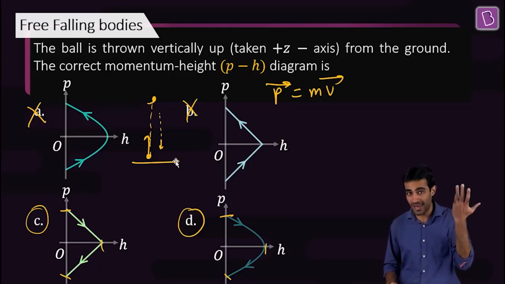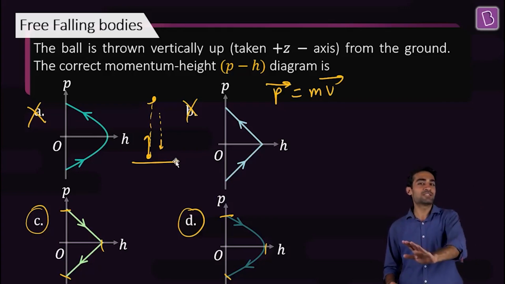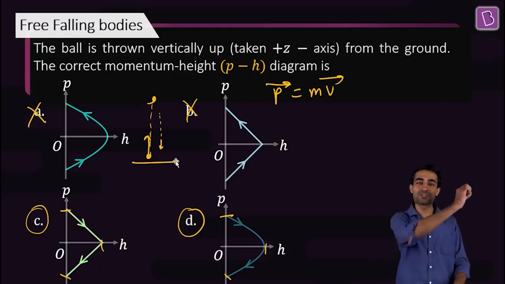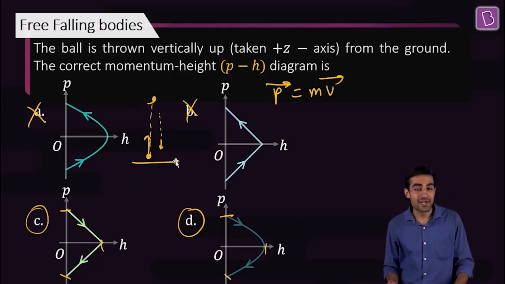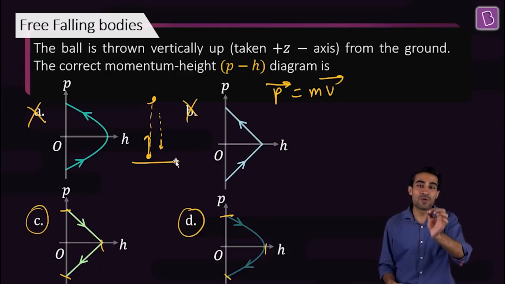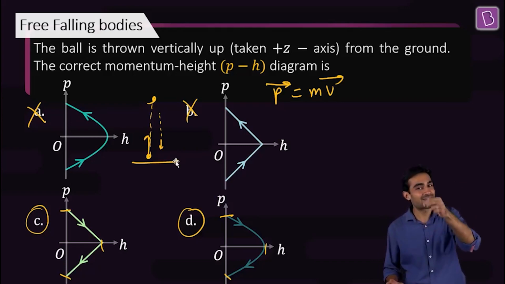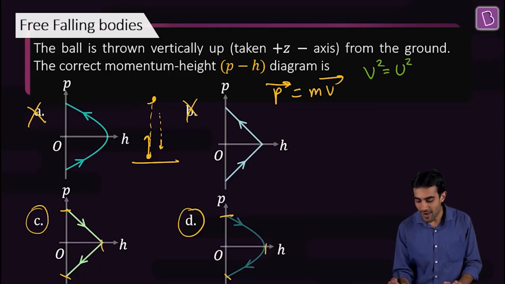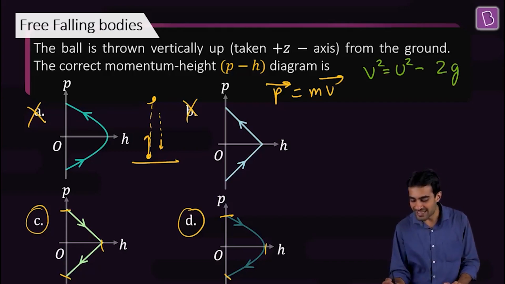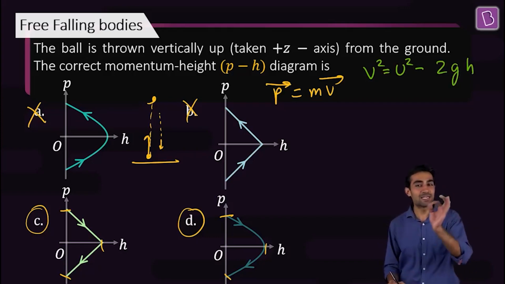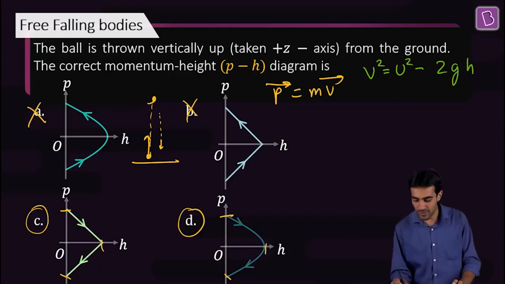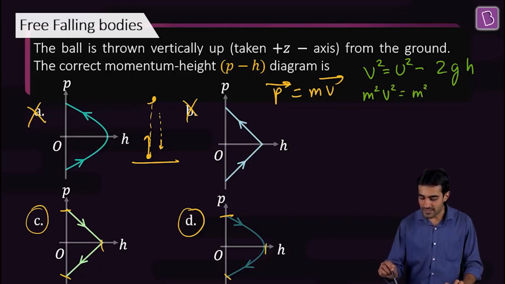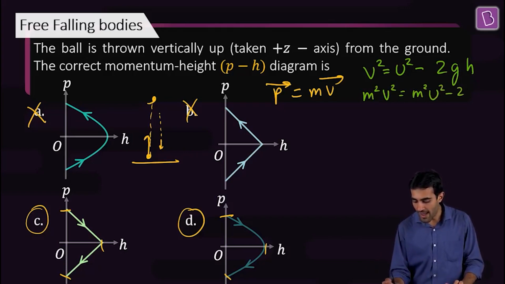How to get that equation? Well, we can get the equation between velocity and displacement, and then we can try it for momentum and displacement. So, tell me the equation between velocity and displacement. Remember it. Yes, it is the third equation of motion. We have v squared equals u squared minus 2gh. Let's multiply both sides by m squared. So we have m squared v squared equals m squared u squared minus 2m squared gh.